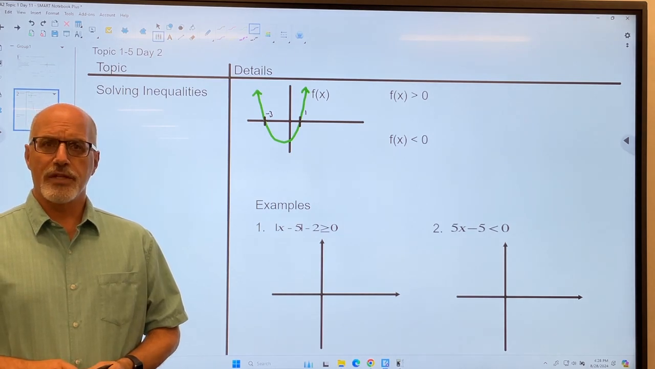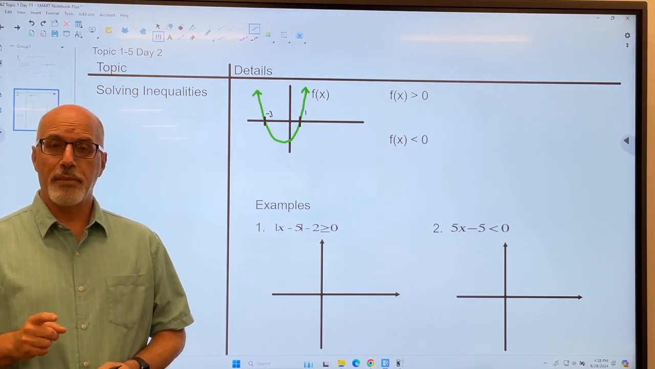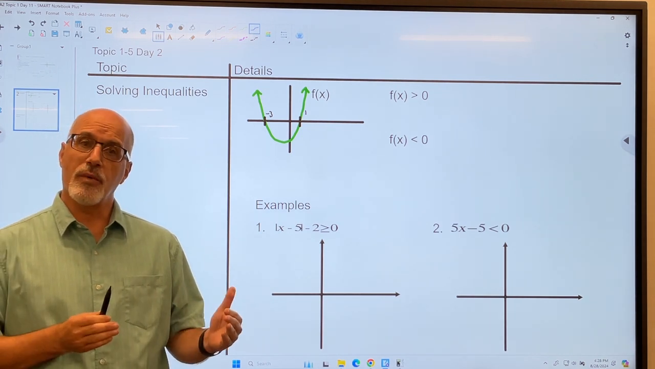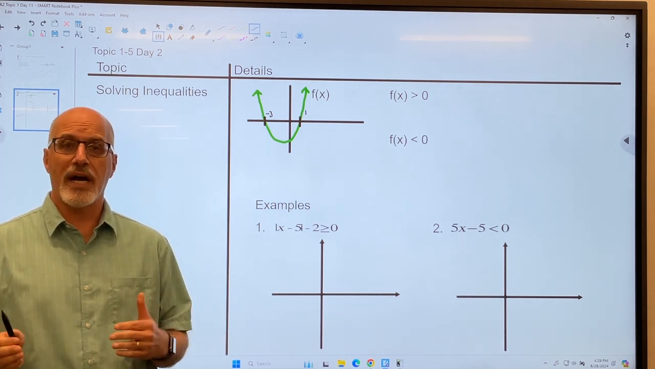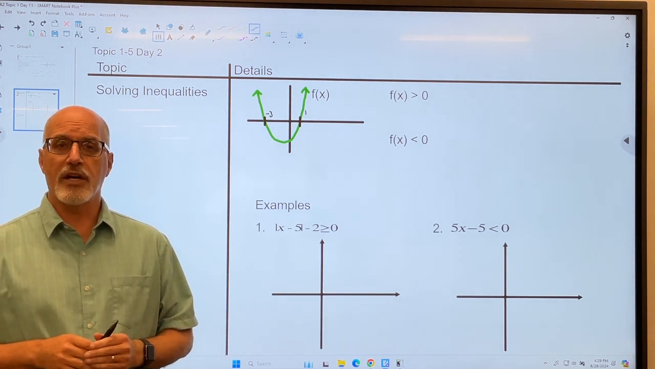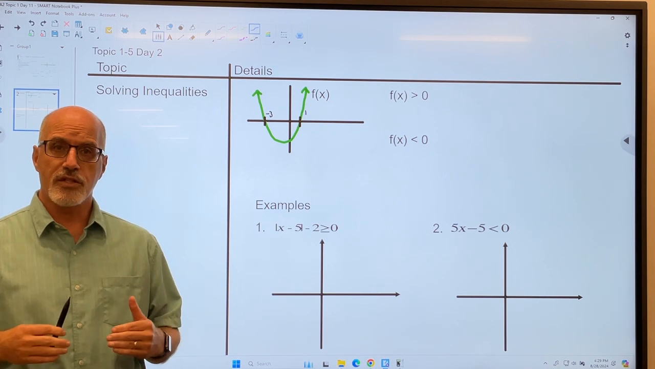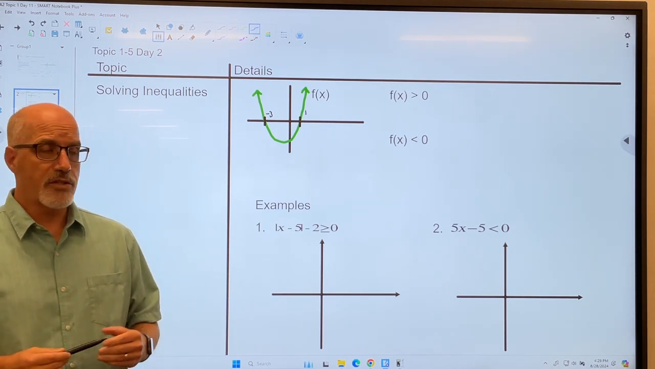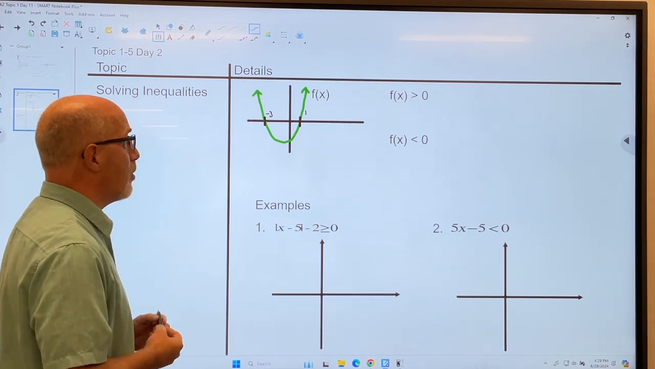This lesson is focused on two things. The first one will be to solve inequalities using a graph and tying that into what we've talked about before with positive and negative intervals, and then also using the graphing calculator function to solve equations by using the intersect key. So let's start with, first of all, solving inequalities.